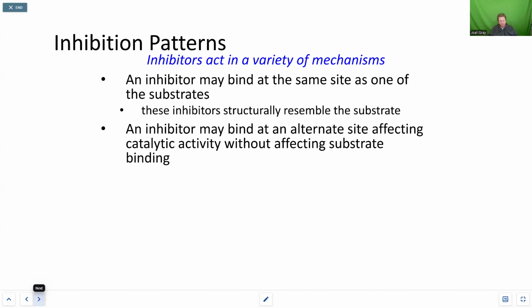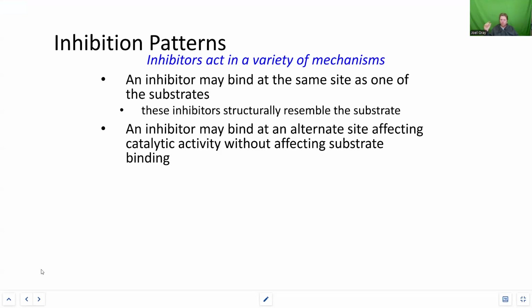So inhibition patterns. We've got something that resembles a structure. What we're most interested in when it comes to inhibition patterns is what does the inhibitor bind to? And one thing that I want you to think about is how an enzyme inhibitor is designed. Many times they're synthetic molecules, and it's just a matter of, what does the natural substrate look like?